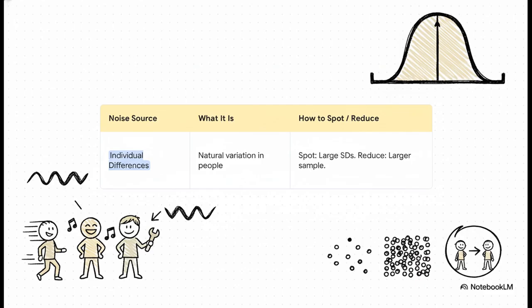The easiest way to spot this is to look for really big standard deviations in your results. The fix? You either need a much bigger sample size so that all that randomness can average itself out, or you can use a clever design where each person is their own control.